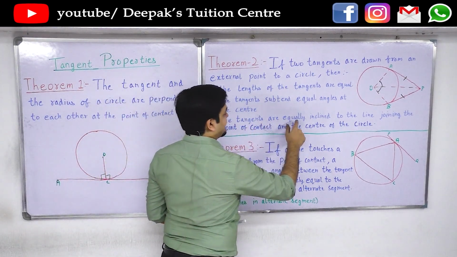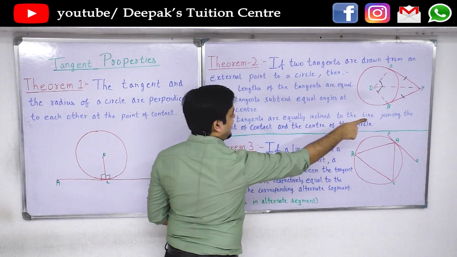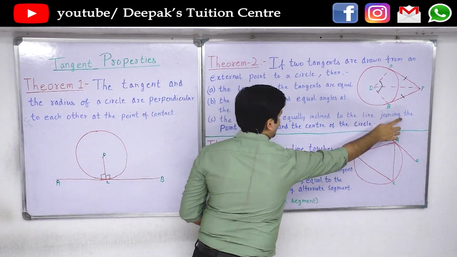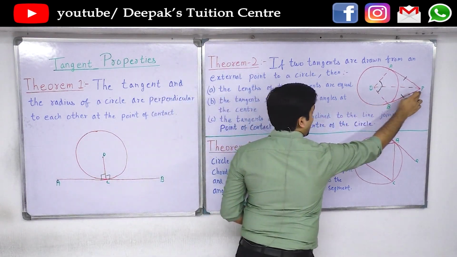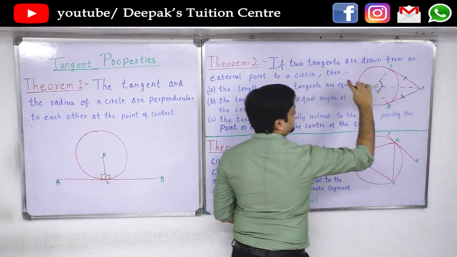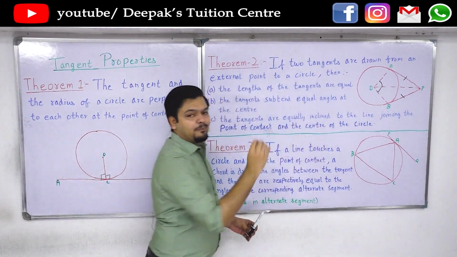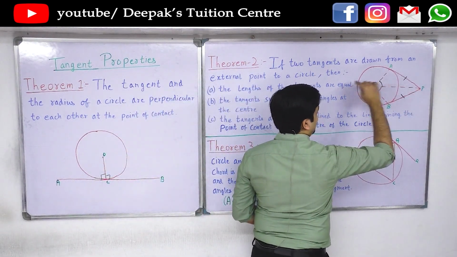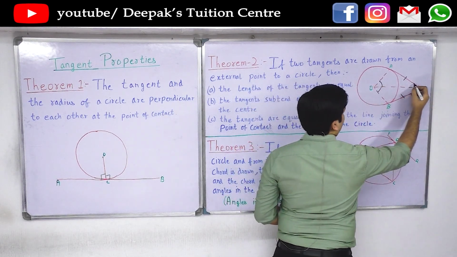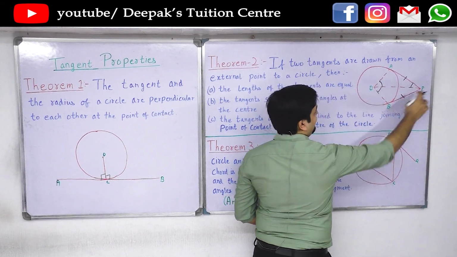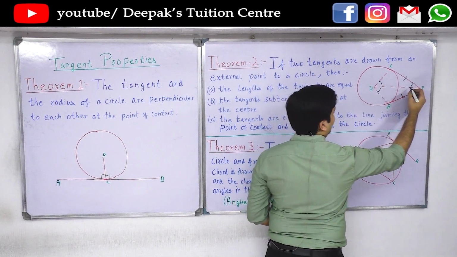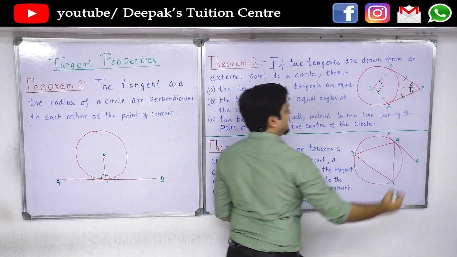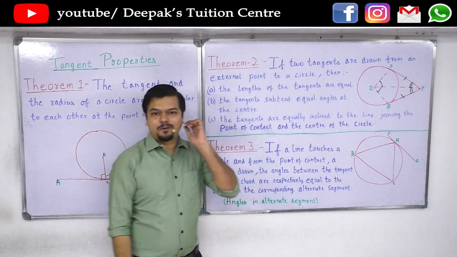The tangents are equally inclined to the line joining the point of contact and the center of the circle. The line joining the external point and the center of the circle is OP. So the tangents are equally inclined, meaning they make the same angle with OP. Therefore AP and OP make the angle OPA, and PB and OP make the angle BPO. So these two angles are equal. Therefore the angles are equal.